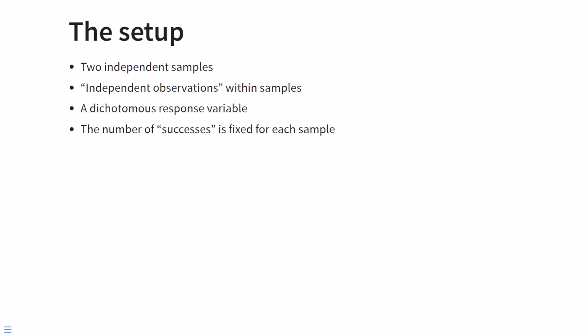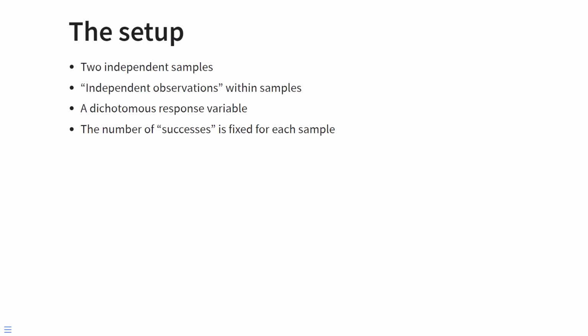Here's the setup. We have two independent samples, just like we had when we looked at the product binomial. We have independent observations within our samples. We have a dichotomous response variable, and the number of successes is fixed for each sample.